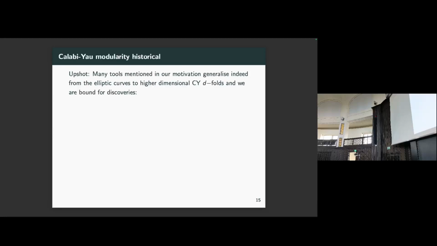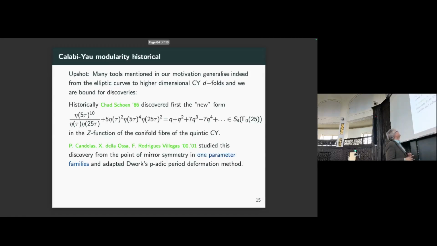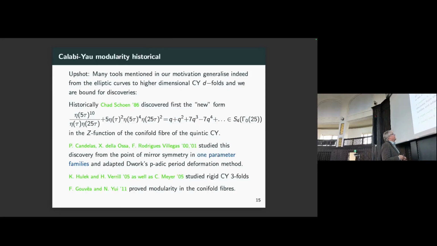And this has a history. This is not the first time people did this. The first were Chad Schoen and collaborators, who discovered a new form of weight 4, level 25 in the Hasse-Weil zeta function at the conifold. That is long, long ago. Then there was a big effort by Candelas, de la Ossa, Rodriguez-Villegas, and they used in particular Dwork's p-adic method. Then Jülich, Verrill and Meyer studied this in rigid Calabi-Yaus, and then Noriko Yui and Fernando Gouvêa proved the modularity in the conifold fibers.